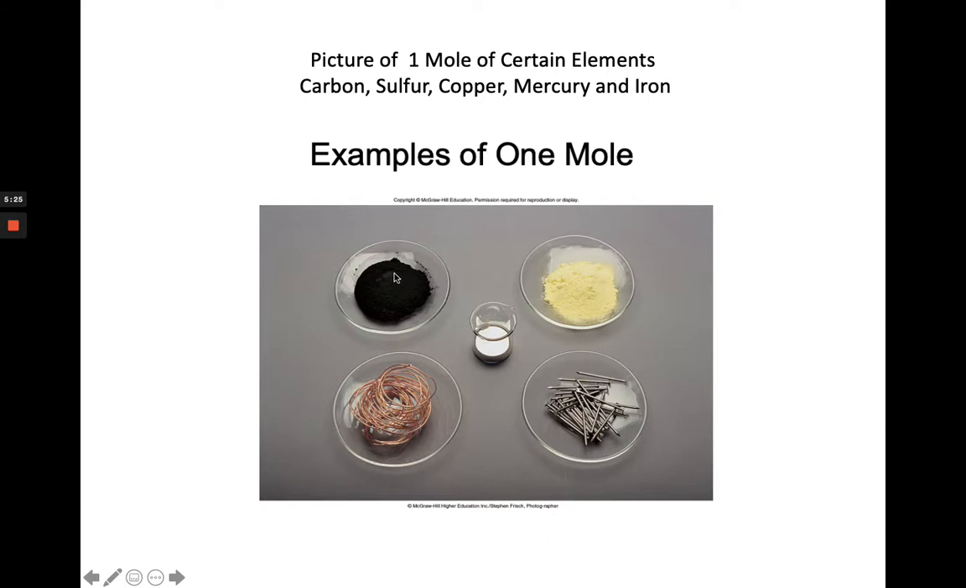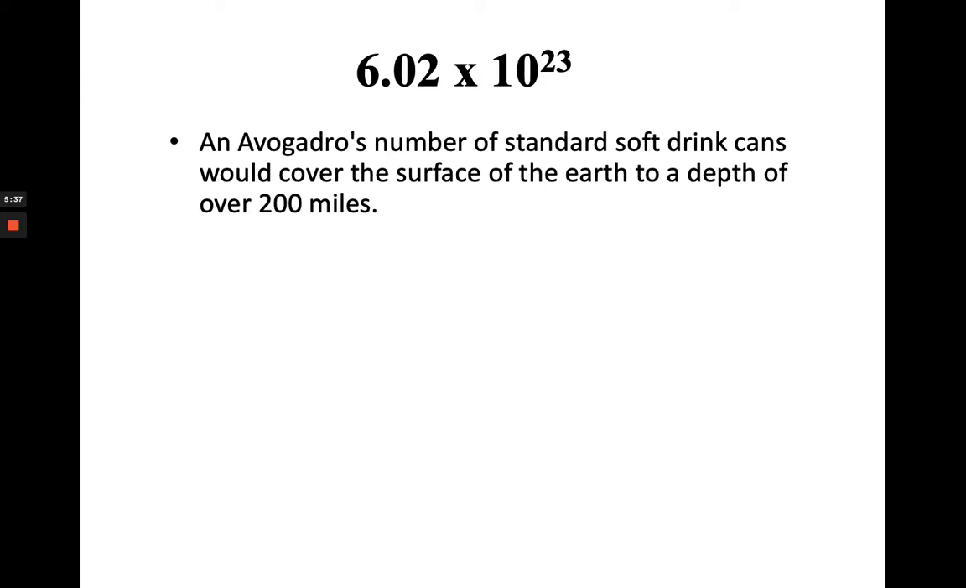All right, so I want to give you a sense of the scale of this, all right? Just going back, like here's a mole of carbon, okay? In this little sample here of carbon, we have 6.02 times 10 to the 23rd atoms of carbon. They're very, very small, okay? So if I were to take that little sample of carbon and take all the atoms in carbon and blow up the atoms to the size of standard soft drink cans, those soft drink cans would cover the surface of the Earth to a depth of over 200 miles. Think about how big that is and how small the carbon atoms must be.